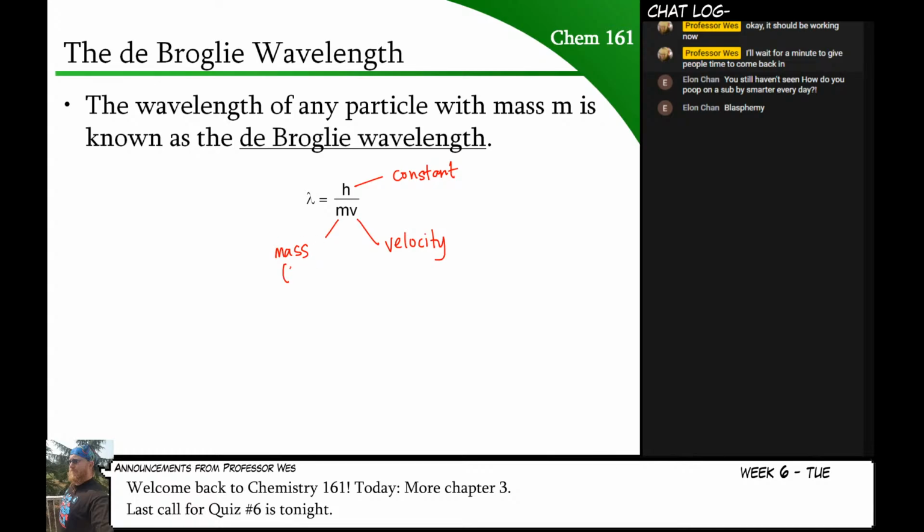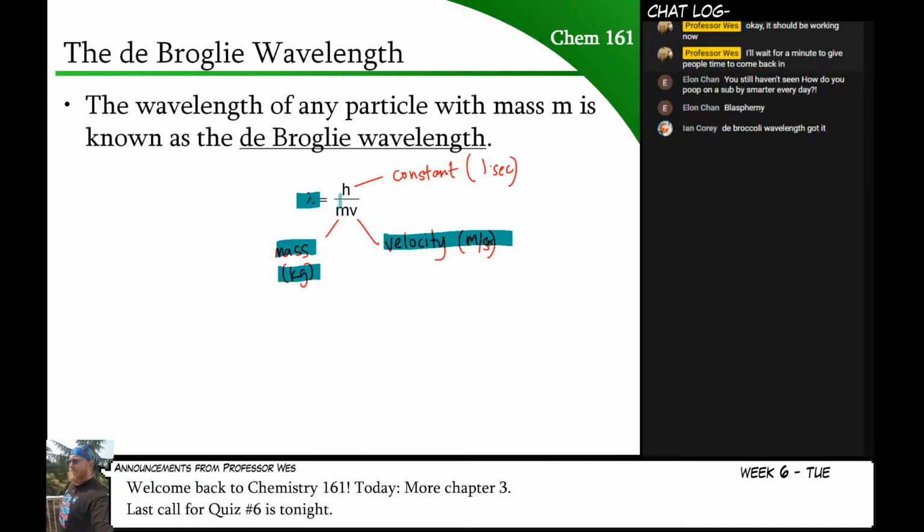Now, for these equations to work, we have to actually put these units in like this. I should actually put like that. There we go. De Broglie wavelength. Yes, it's very healthy. All right. What this means is that depending on what your mass is and how fast you're going, you too will have a wavelength.